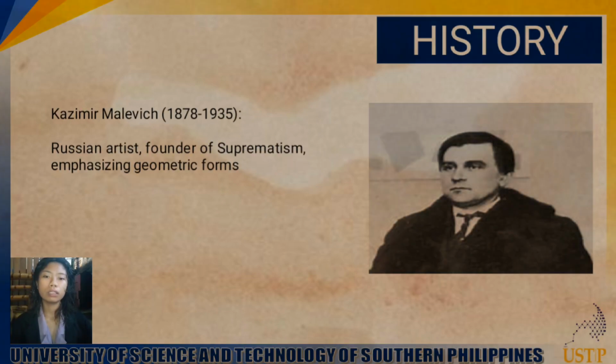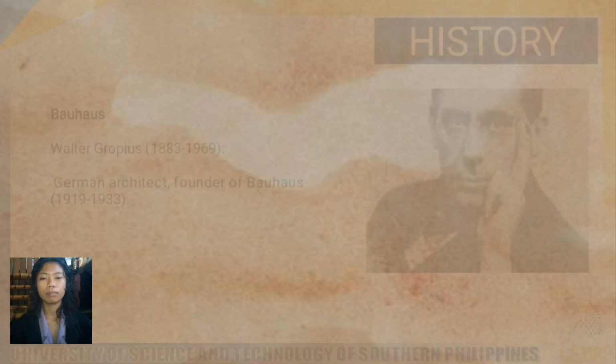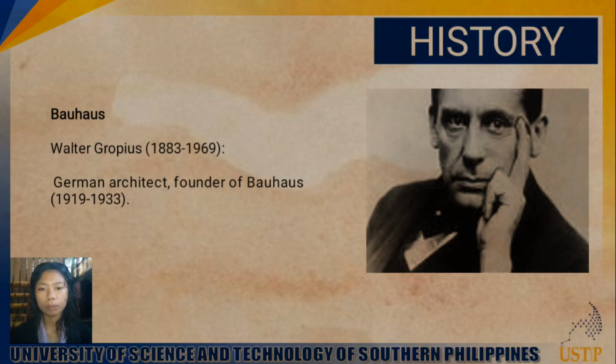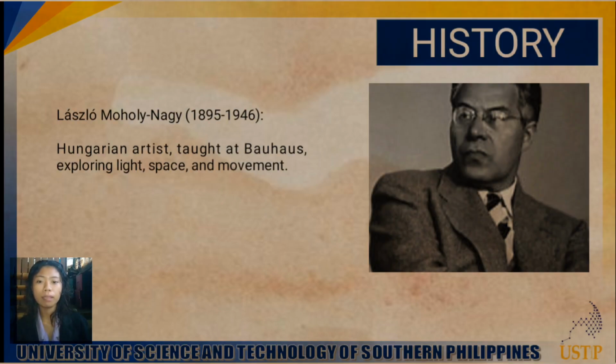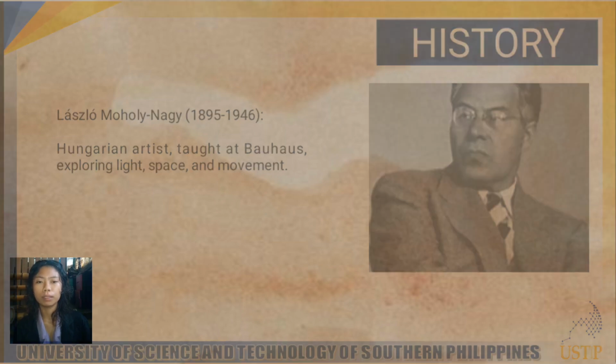So this artist named Kazimir Malevich is a Russian artist, founder of Suprematism, emphasizing geometric forms. So this is Walter Gropius, a German architect, founder of Bauhaus, which ran from 1919 to 1933. This artist named Laszlo Moholy-Nagy is a Hungarian artist who taught at Bauhaus. He explored light, space, and movement.